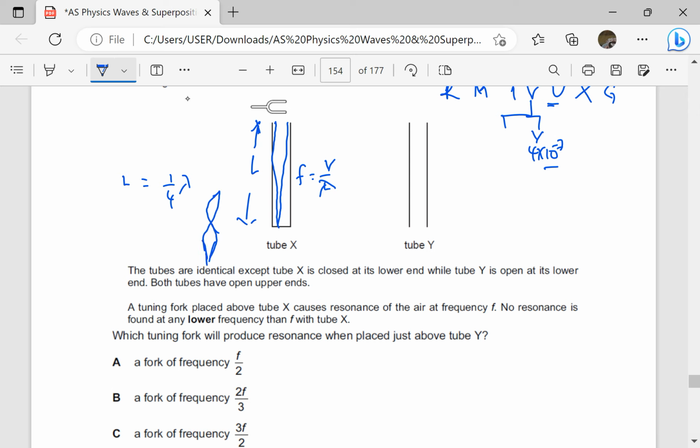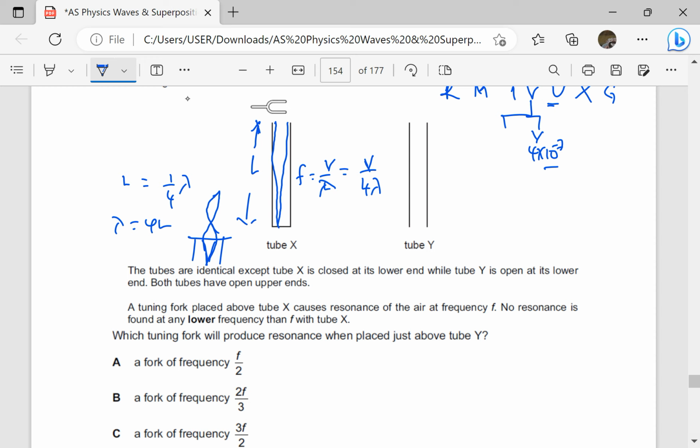But then in a closed tube, we are only taking this part here, which is a quarter cycle. So it means the wavelength lambda is equal to 4L. So F is going to be V over 4L. And it is the fundamental mode.